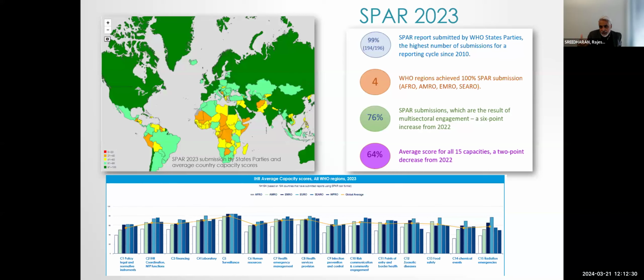And a lot of this information is what we use with our technical teams to actually not just report to the Assembly, but to also then report back to the country on how they're doing and if there are areas of support that they need. This year, we've had the highest number of countries in the last 15 years that we've had countries reporting. We've had 99% of the countries that have reported using the states parties annual reporting.